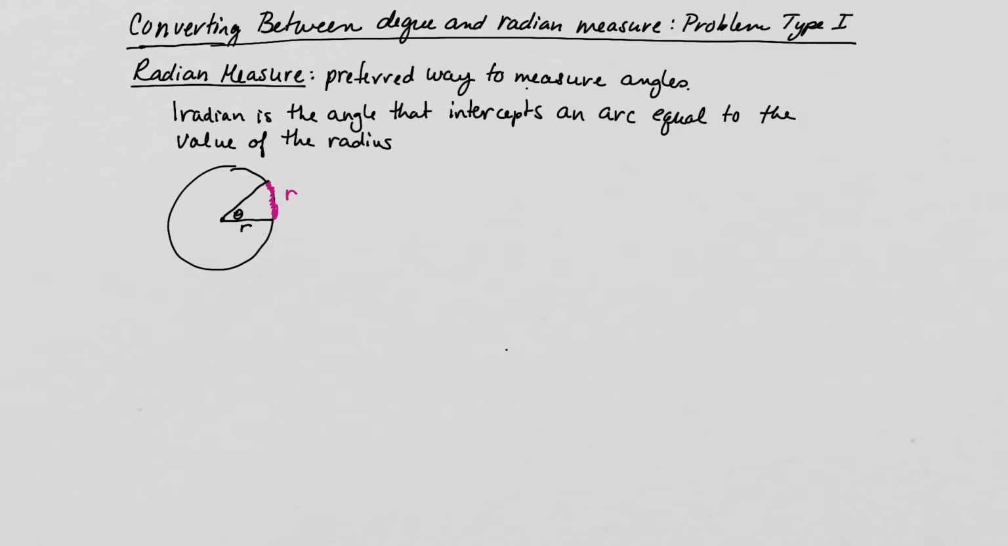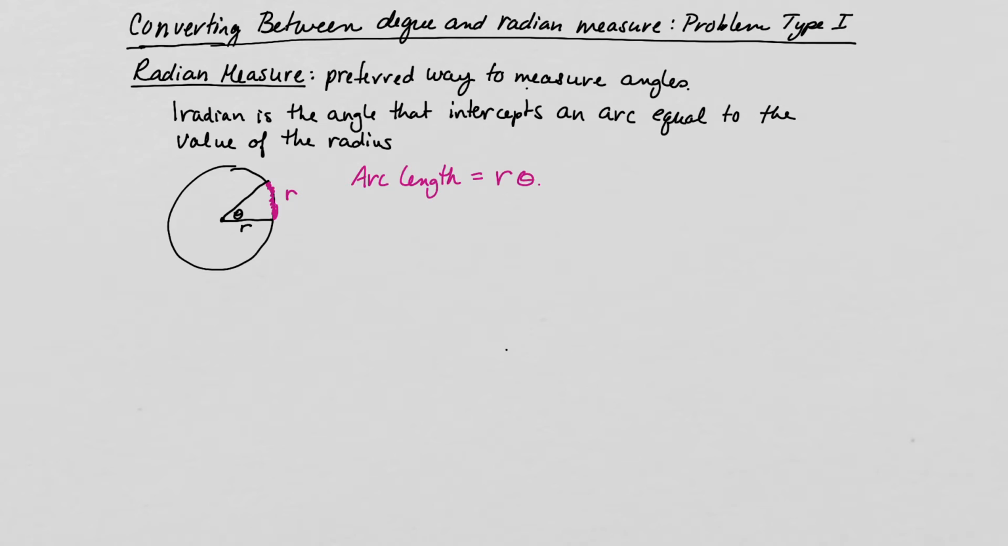And from that, we can come up with a conversion factor, but to do it, we have to remember a little bit about arc length. The thing to remember about arc length is that in general, arc length is always equal to r times theta.